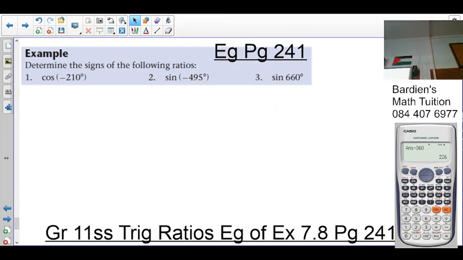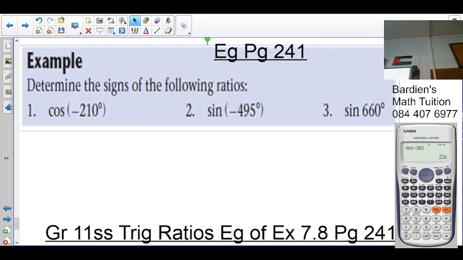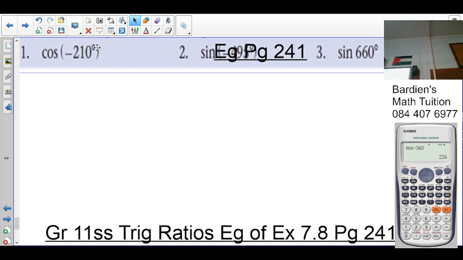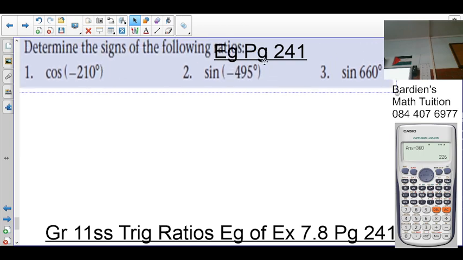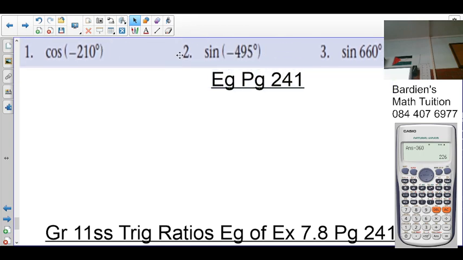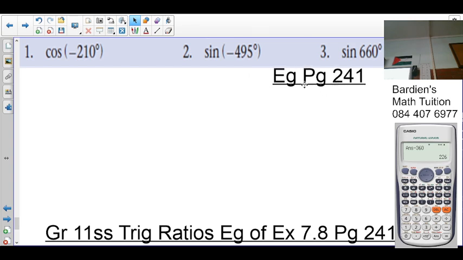Right, so let's look at the first one. What are we going to do here? It says determine the cosine. Again we're going to write it as an acute angle. Are you all okay with that? Alright. So what do we do to negative 210? Negative 210 plus 360 gives me an angle of 150. So it becomes cos 150 degrees.